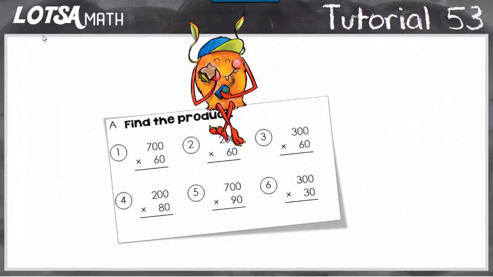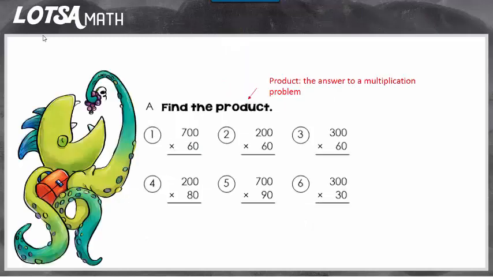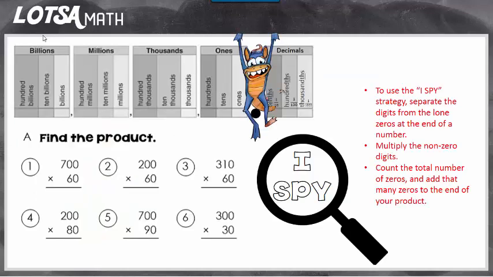For these types of problems, you're going to find the product. The product is just the answer to a multiplication problem. Let's look at some examples, and you might notice that all of these have something in common. They all have a digit or two and then zeros after that. All of these numbers end with at least one zero, sometimes two.